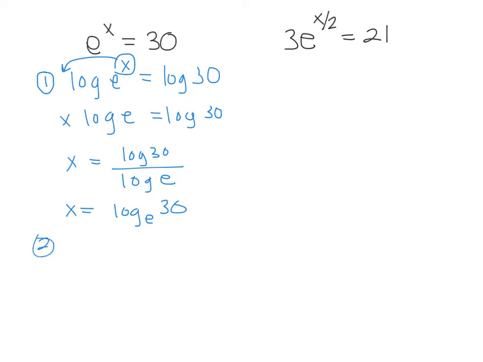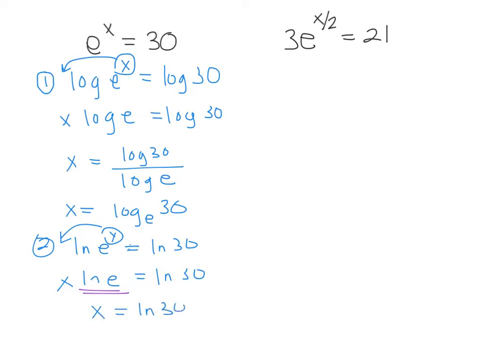Second, if we were to take the ln on both sides, we have ln of e to the x is equal to ln of 30. Using the same log rule, pull out the x in the front, we have x ln of e is equal to ln of 30. But we know ln of e is equal to 1. So x is equal to ln of 30.